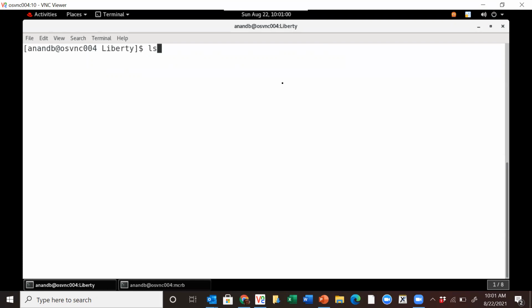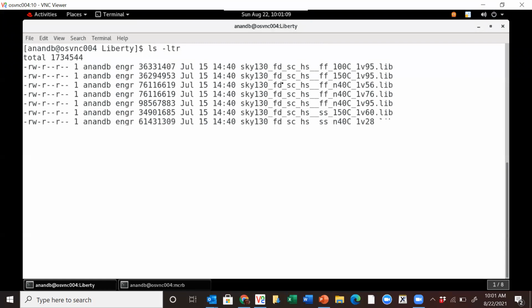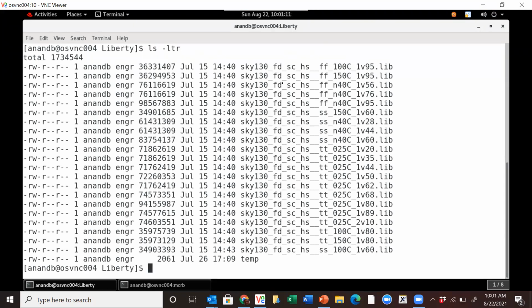I'm in the directory where the Liberty files are, and I'm going to list all the .lib files that are there in this library. Let's see what we get. You can see there are lots of .lib files for the standard cell library. That's because you have a different .lib for different PVT conditions. You can see, for example, here there's 1.95 volts, 100 degrees centigrade, and the process is FF. Okay, so PVT: P is FF, T is 100 degrees centigrade, V is 1.95 volt, and I have a .lib for that.